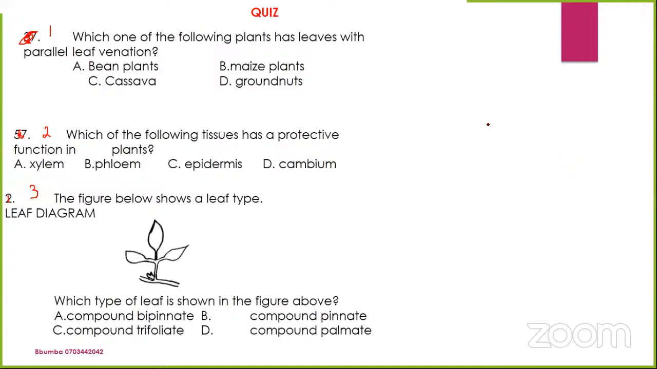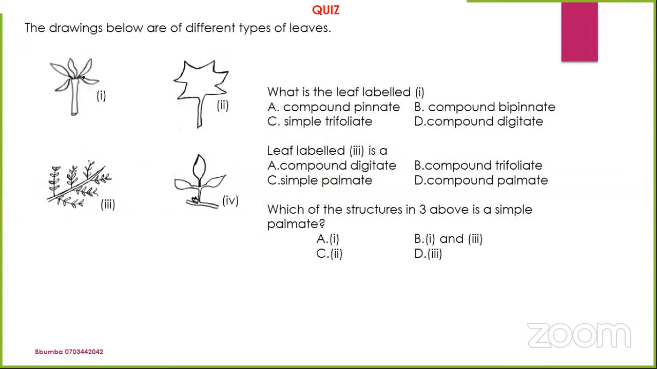Let us go to another. We are having another question. Let me call it question four. I'm seeing Ida. Yes, Ida, please read for us the question and give us the answer. For only four, which number I've labeled four here. What is the leaf labeled Roman one? Okay, thank you very much, Ida. It is compound digitate. Thank you very much, Ida.